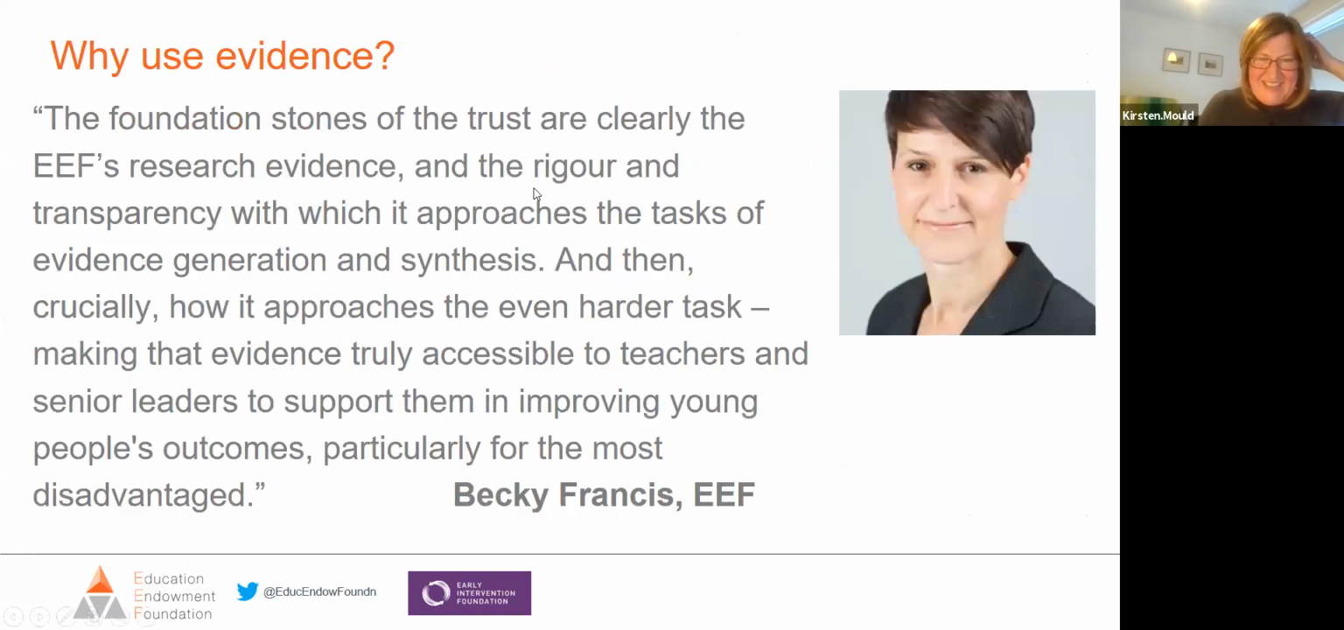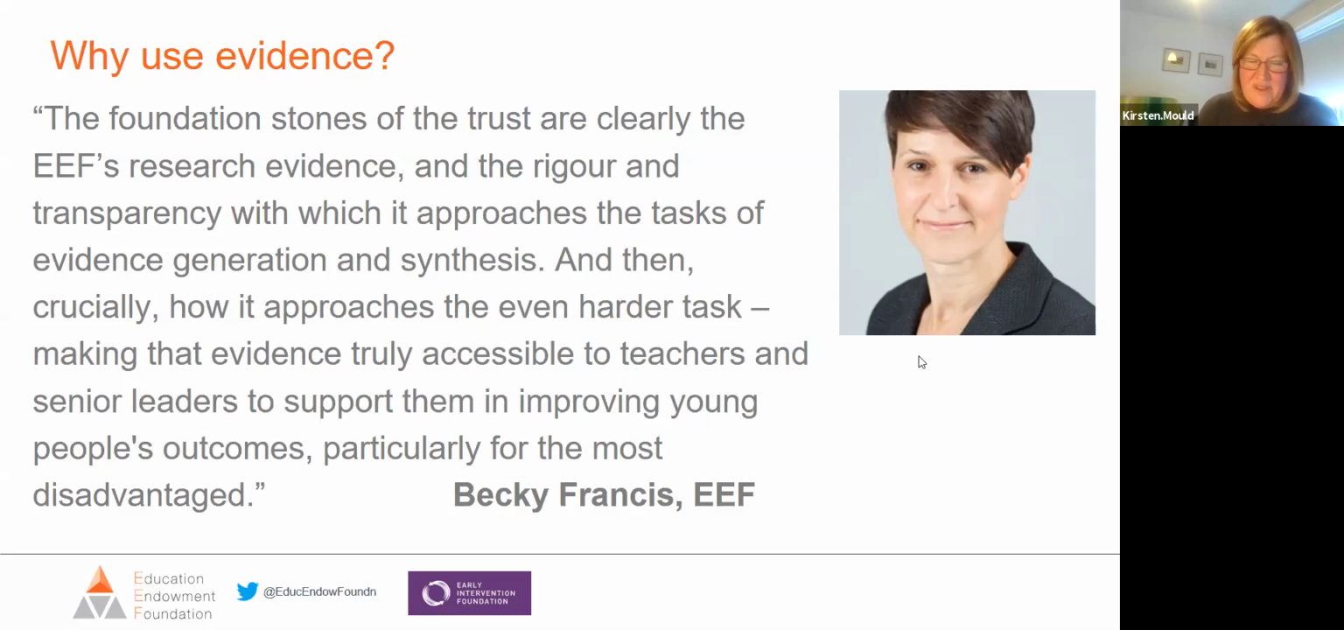So next slide, please, Nikki. The Education Endowment Foundation is dedicated to breaking the link between family income and educational achievement. The EEF are involved in generation and synthesis of evidence, but also mobilisation of this evidence. And Norwich Research School is one example of many across England offering training, offering a place to share practice, to amplify voices from the classroom so that we can learn from each other. And this quote from the CEO, Becky Francis, identifies that challenge, making evidence truly accessible to teachers and senior leaders.